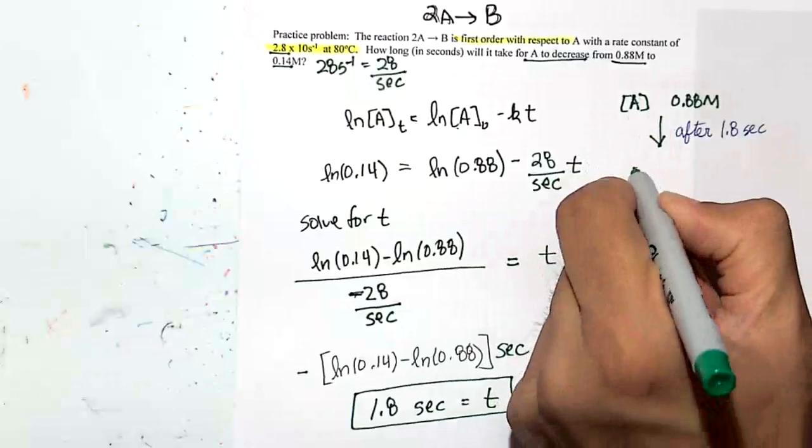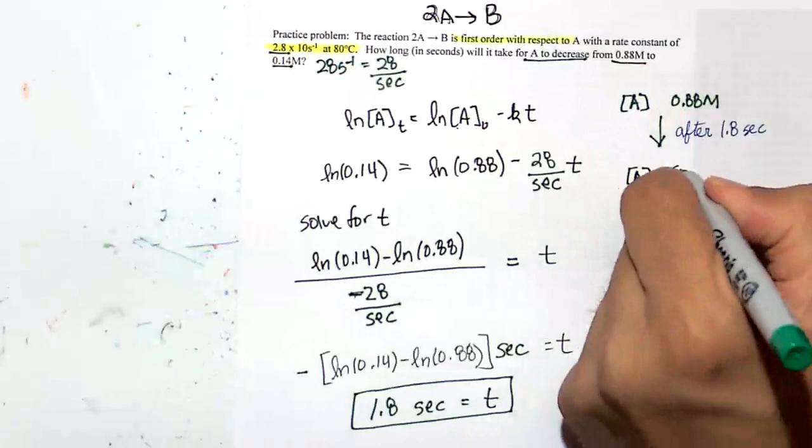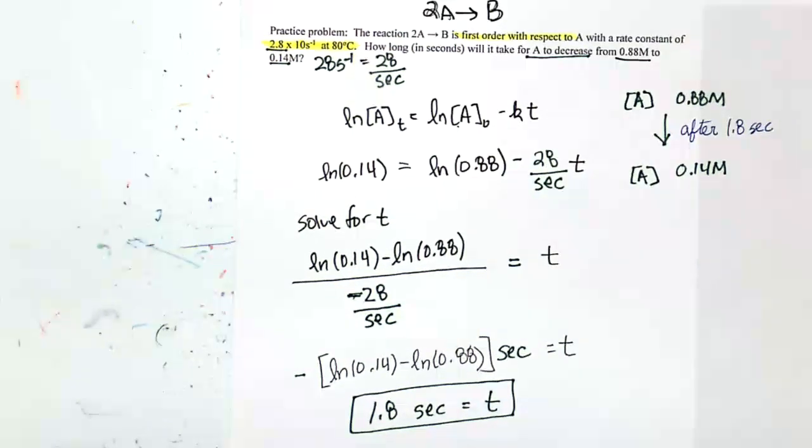After 1.8 seconds, how much is the concentration of A? 0.14. Okay, and this is the idea behind decay. It's decaying, but after 1.8 seconds, it's gone from 0.88 to 0.14. So on the exam, you just plug it and play it. Plug it in and chug it out.